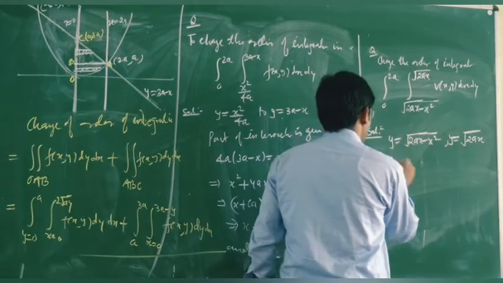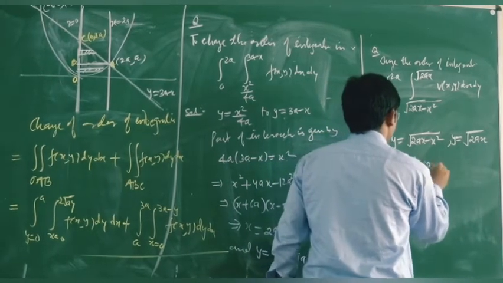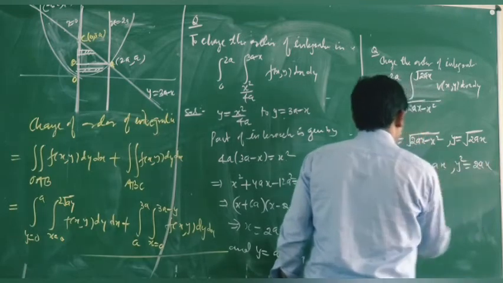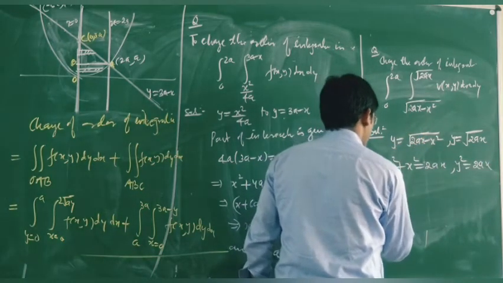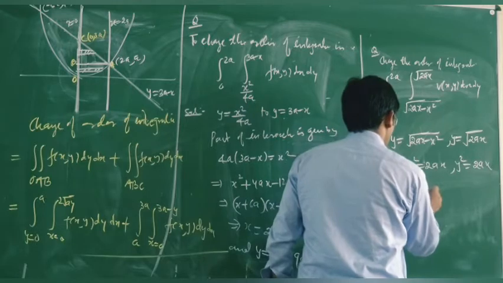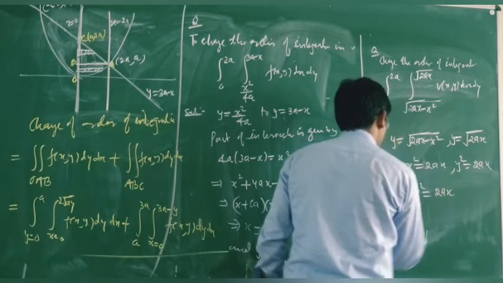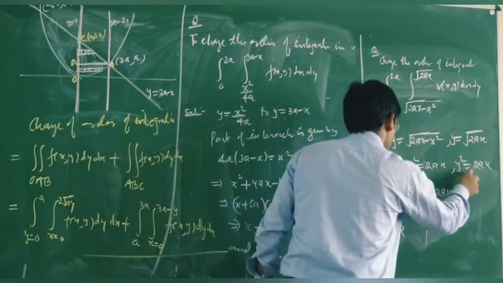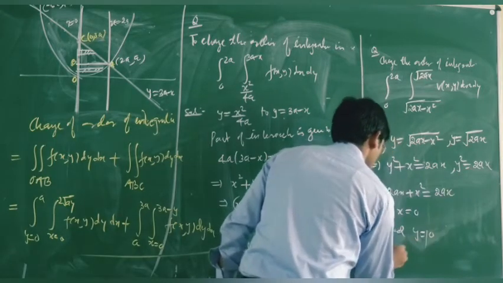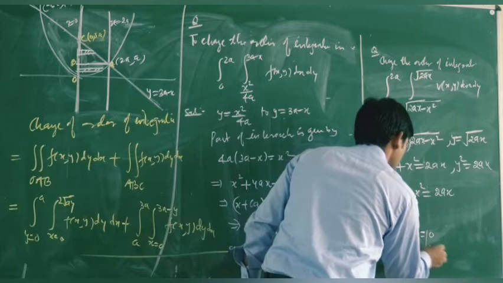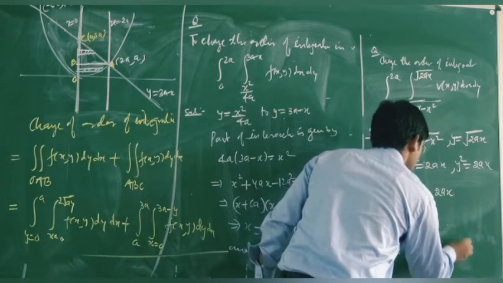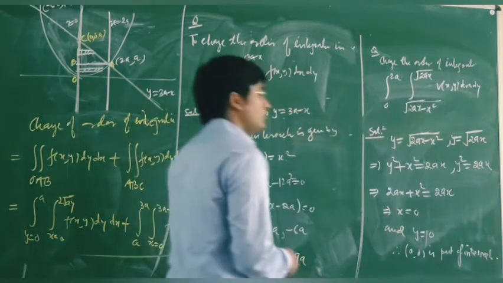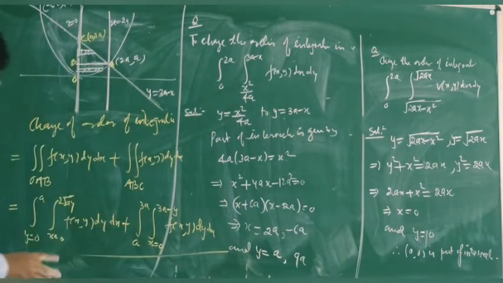So from here we have y square plus x square equal to 2ax, and from here we have y square equal to 2x. Now just put the value of y square here. So we have 2ax plus x square equal to 2ax. So from here we have x equal to 0. And if your x is 0, then from here we have y equal to 0. So therefore 0 comma 0 is the point of intersection. So we have only one point of intersection, which is your 0 comma 0.